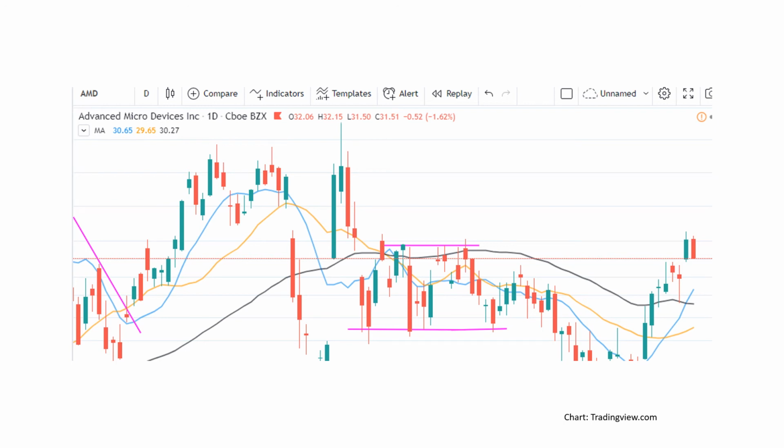Most traders only look at one time frame and ignore the others. Looking at different time frames lets you see the big picture and remain in the trade longer.